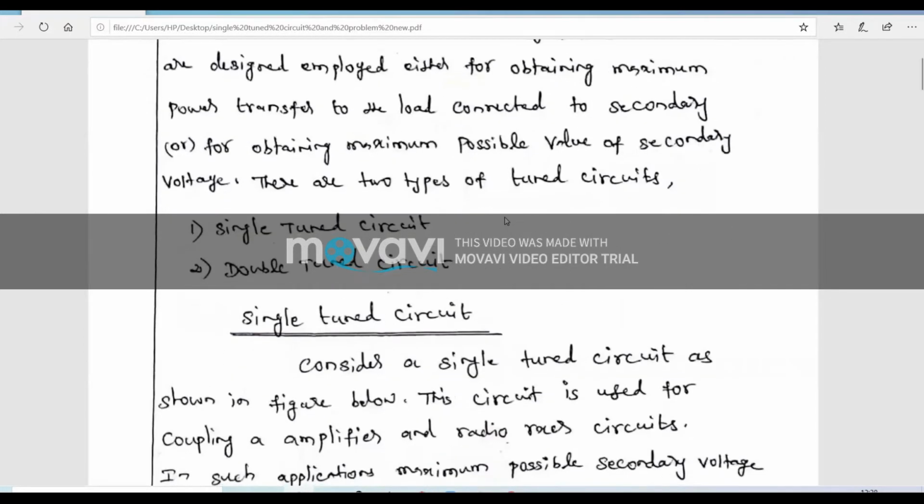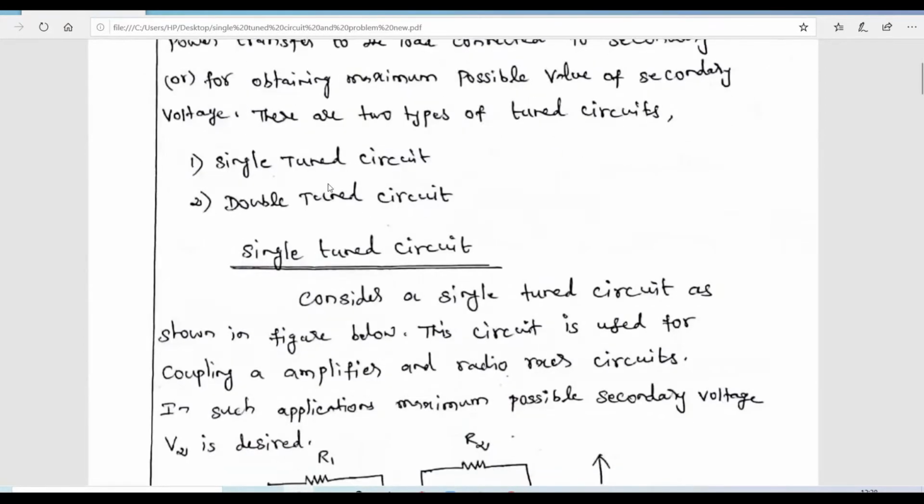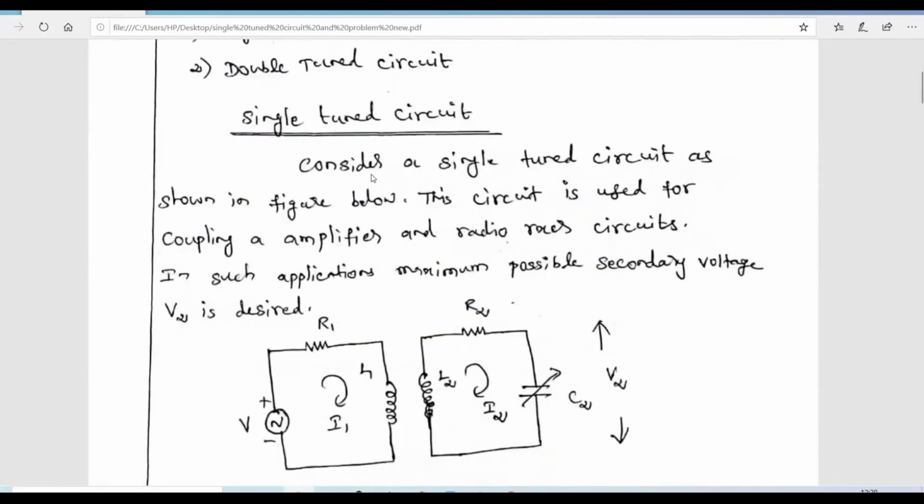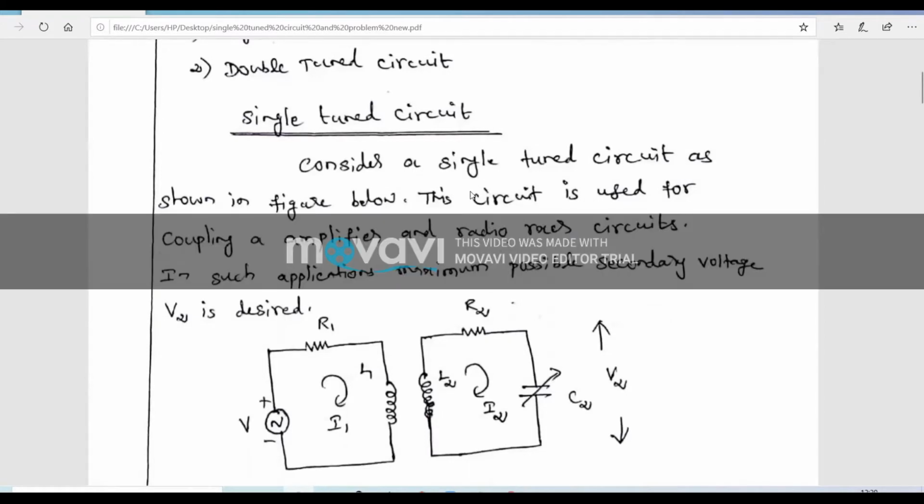There are two types of tuned circuit. One is the single tuned circuit, and the other is the double tuned circuit. First, in this video we are going to see the single tuned circuit. What does single tuned circuit mean? This circuit is tuned to one particular frequency, so it is called a single tuned circuit.